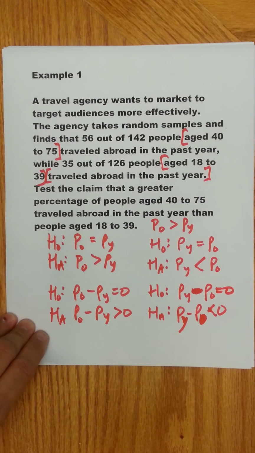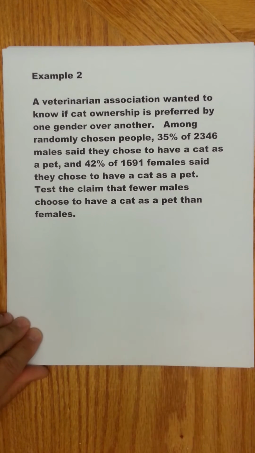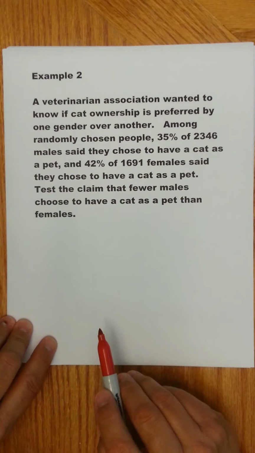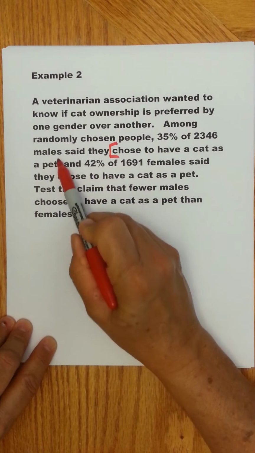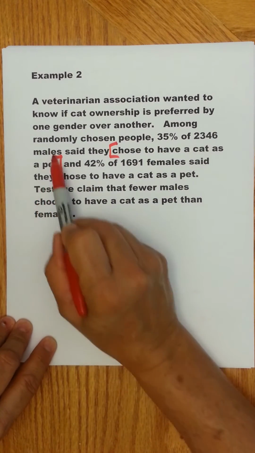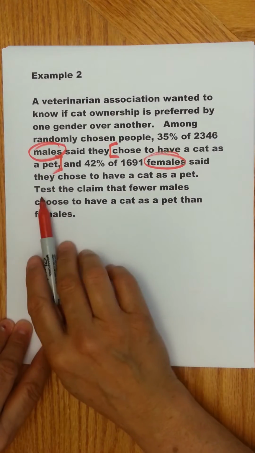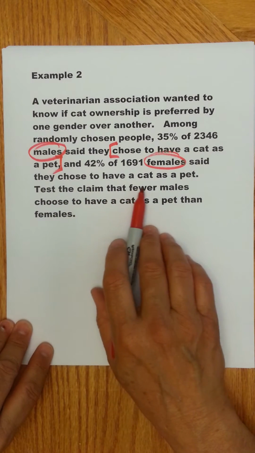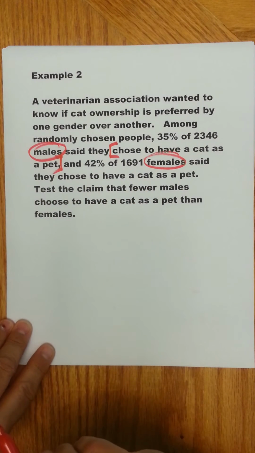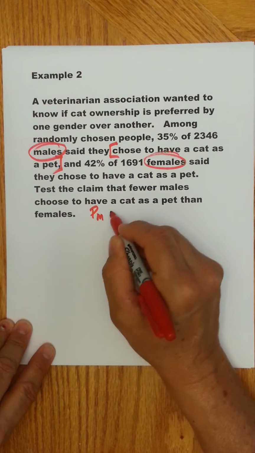Here's example 2, and what you could do is pause the video and see what you would get. All right. So what we saw in the previous video is that the trait is whether you choose to have a cat as a pet, and then we're looking across the two populations, males and females. Now specifically here, the claim is asking you to test the claim that fewer males choose to have a cat as a pet than females. So you have P sub m less than P sub f.